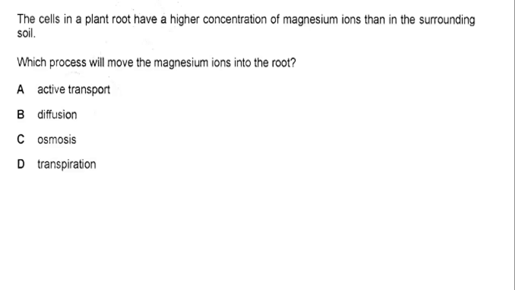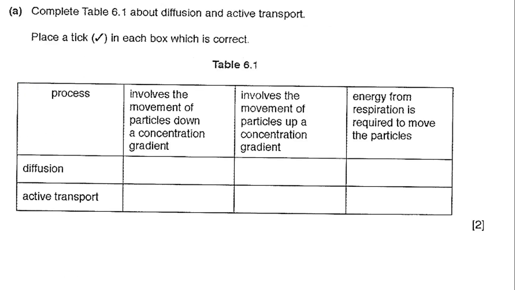The cell in a plant root has a higher concentration of magnesium ions than the surrounding soil. Of course, because the plant needs a lot of magnesium in order to make chlorophyll that is used in photosynthesis. Which process will move magnesium into the root? So now the root has high concentration of magnesium. Outside, less concentration. So I need a process to push the magnesium inside, though I have a lot of magnesium, not automatically by diffusion. I need something to go against the concentration gradient. So which type of transport will I use? Of course, it is active transport, because it is the type of transport that works against the concentration gradient.